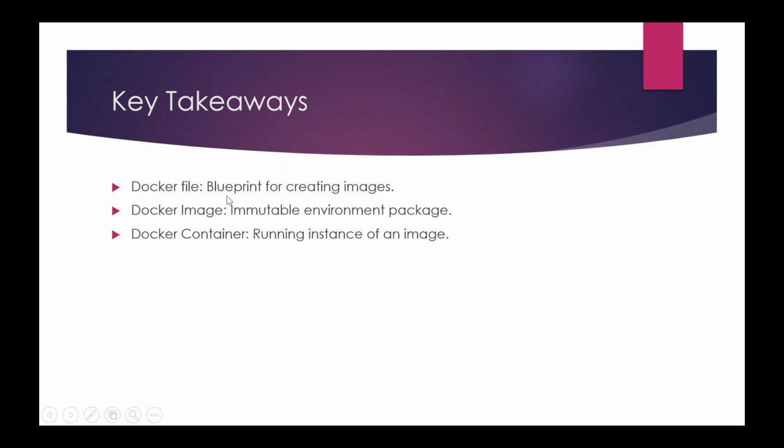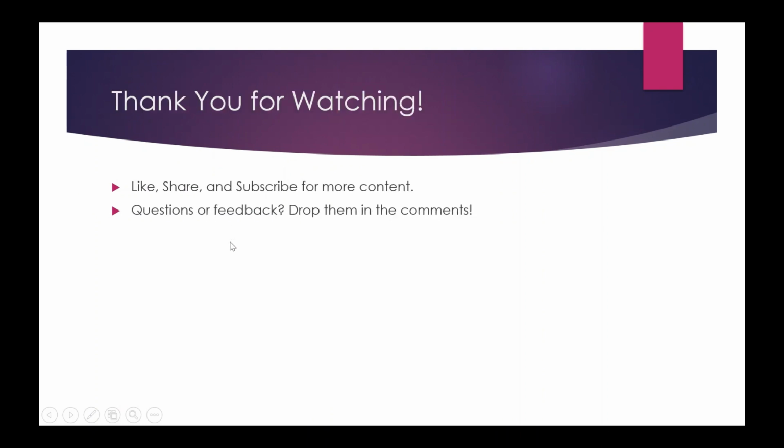Finally, the Docker file is a blueprint for creating images. A Docker image is an immutable environment package. You can use this to create containers. And a Docker container is a running instance of an image. If you are creating a Docker container, you can directly access your application using that localhost URL and your port number. Okay, so if you are learning Docker, you will have to understand all these three important concepts of Docker: Docker file, Docker image, and Docker container.